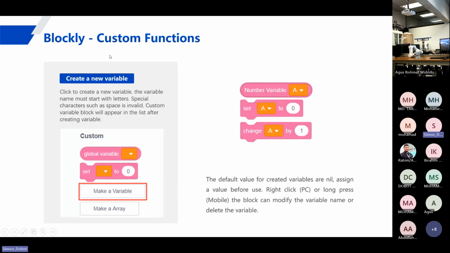And also for the broccoli, we also have the customized functions, because we cannot write all the functions in the block. There are a lot of application scenarios. We cannot cover all the scenarios. So we also have the customized functions. You can make a variable, you can make an array, or you can write a subroutine to have your own functions.